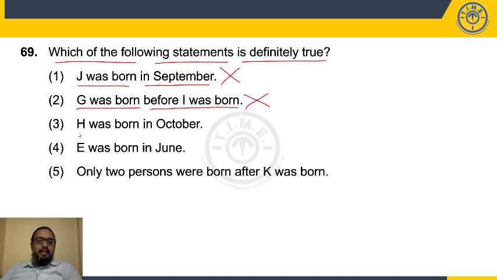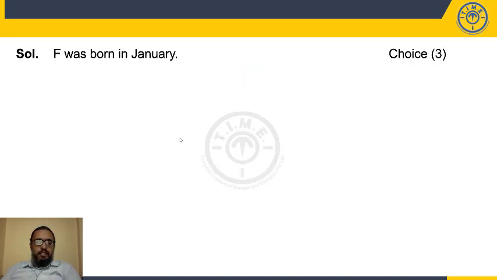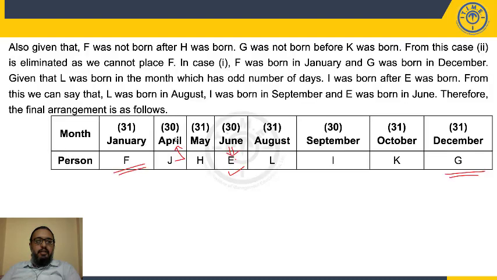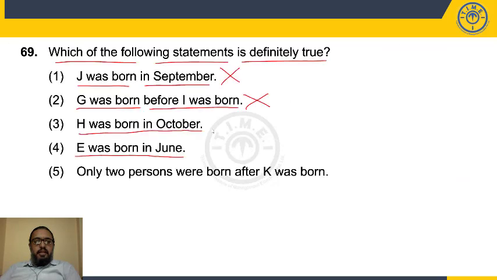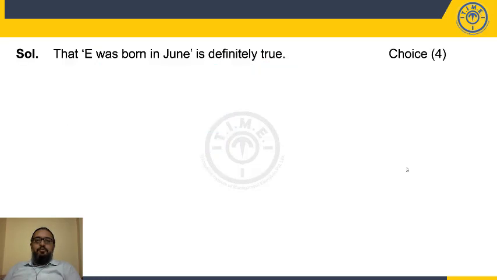Then, H was born in October. E was born in June. Let us check. H in October, E in June. H, is it in October? No, it is May. And E, is it in June? Yes. So choice 3 is not correct, but choice 4 is definitely true. So you need not check the fifth option. Fourth option is the answer.